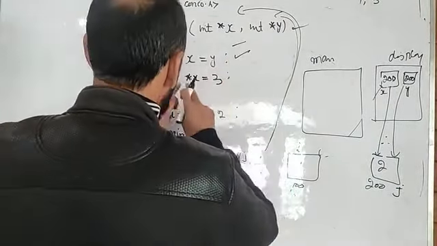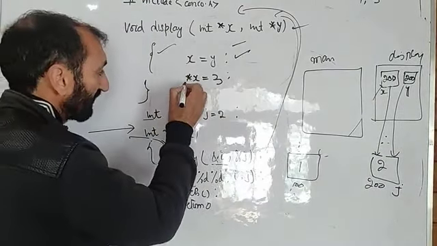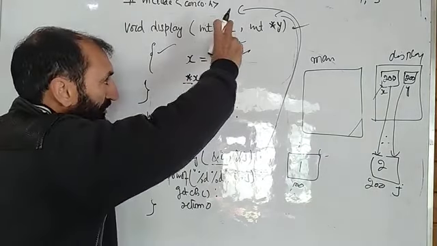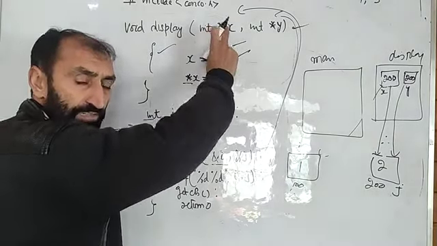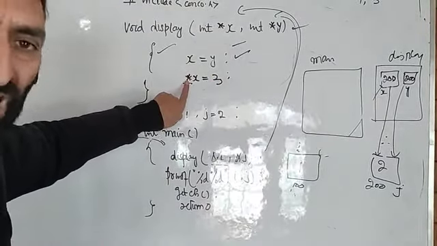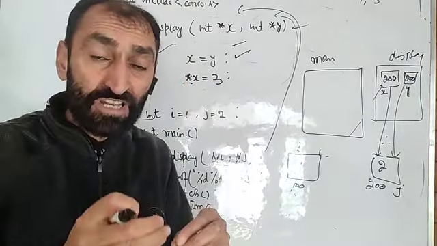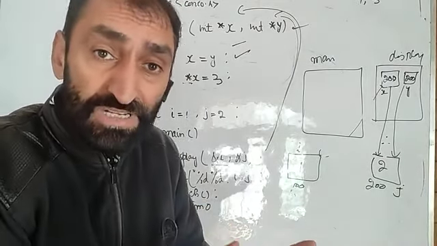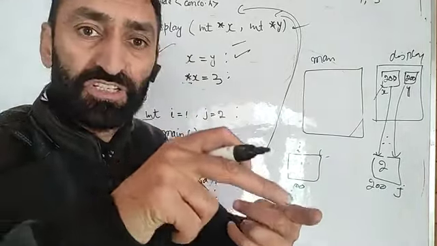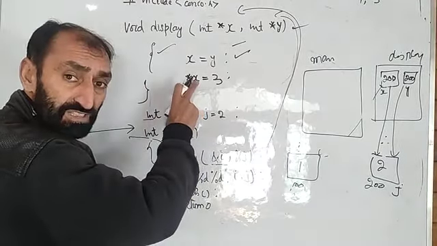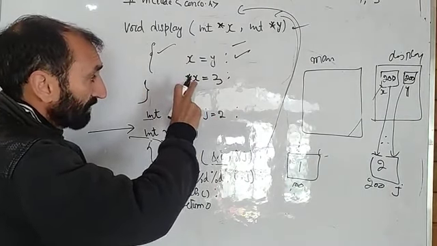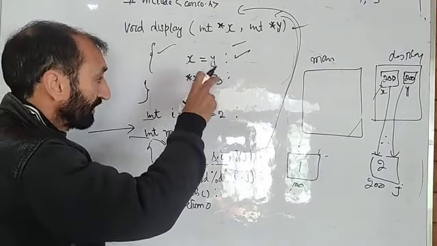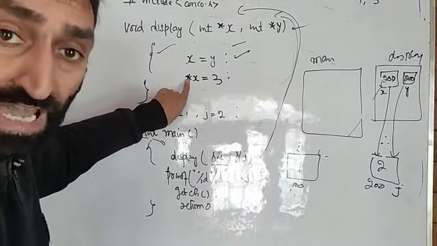And after execution of this line, what does this mean? This asterisk is an indirection operator. Earlier, in the declaration, the asterisk acted as a pointer, whereas here the asterisk acts as an indirection operator. What does indirection operator mean? Indirection means the value at address. That means here it is not a pointer, it is an indirection operator.